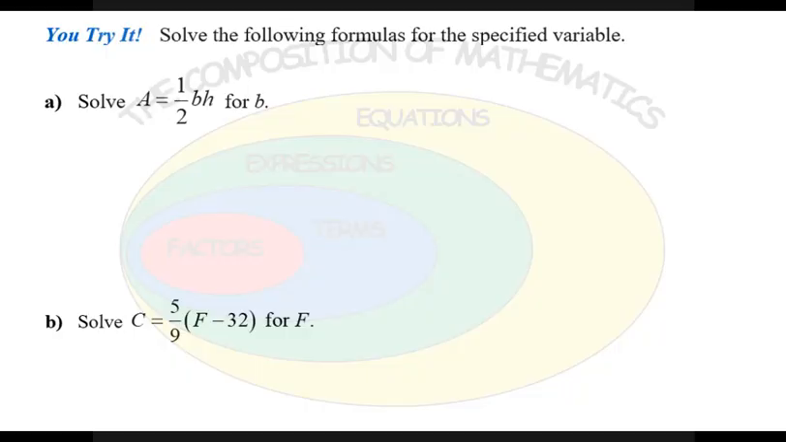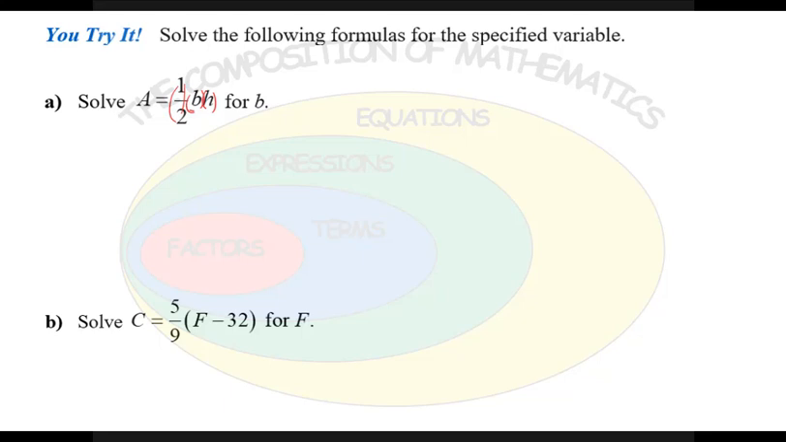Alright, we want to solve the following formulas for the specified variable. So the first one in A, we want to solve A equals 1/2 BH for B. And B is what we're solving for, sitting right there on the right side. There's only one term, and the other numbers and variables that we see are factors. So B is a factor, and H and 1/2 are also factors.